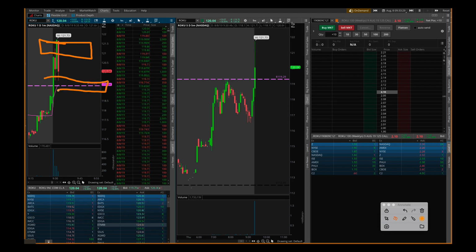But we also know around here, there's a lot of buying pressure, right? 119, pre-market high, 119, 120, critical level. You can see 120s keep flashing, the bid keeps holding at 120, showcasing that buyers are strong around 120. So we know there's a lot of selling pressure here. We know there's a lot of buying pressure here, okay? So it's between a range.